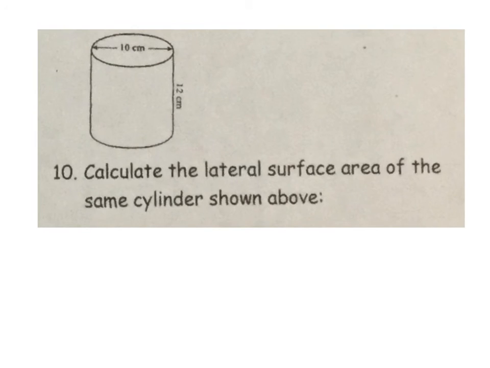And lastly, number 10, calculate the lateral surface area of the same cylinder shown above. So the same cylinder that we used on number 9. We're going to do the same thing, but this time we're looking for lateral surface area. Okay, so again, the radius we mentioned earlier is going to be 5. Lateral surface area of a cylinder, if we look on our formula chart that you'll have tomorrow, it's 2 times pi times the radius times the height. That's it.